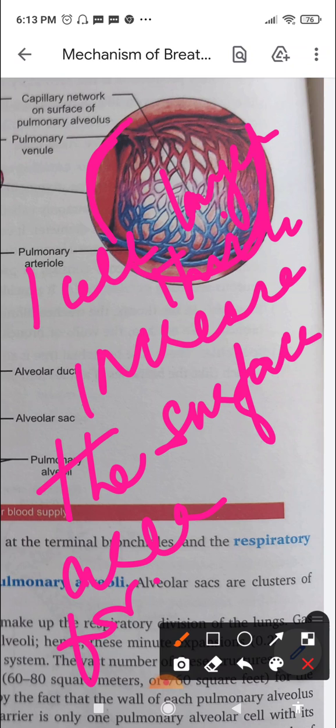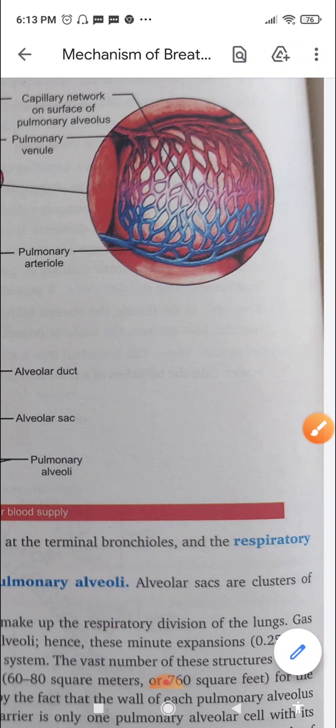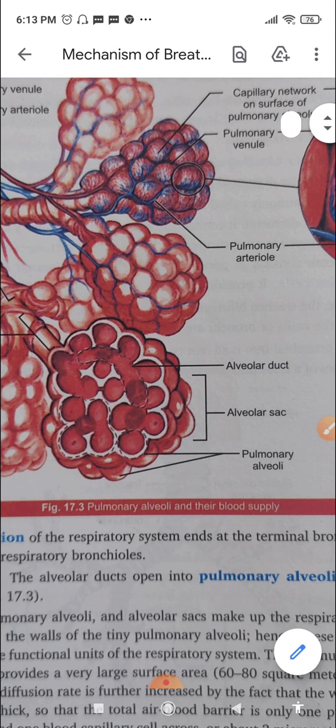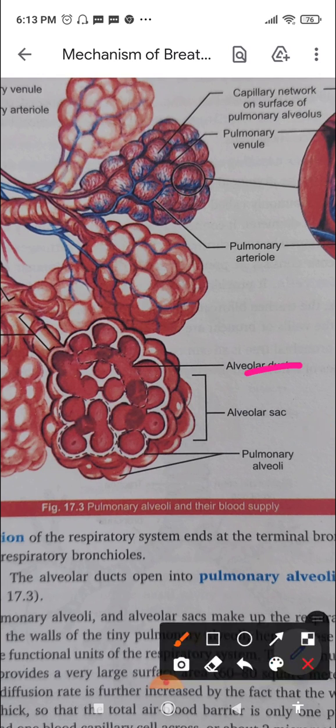So the walls of the alveoli are made up of two types of cells, right? These cells permit diffusion and they secrete a substance called surfactant that reduces the tendency of the pulmonary alveoli to collapse. So those are the two types of cells that make up the alveoli. You can see how the blood capillaries surround each alveolus. Here you can see the structure: the alveolar duct is there, the alveolar sac is there, the pulmonary alveoli you can see.